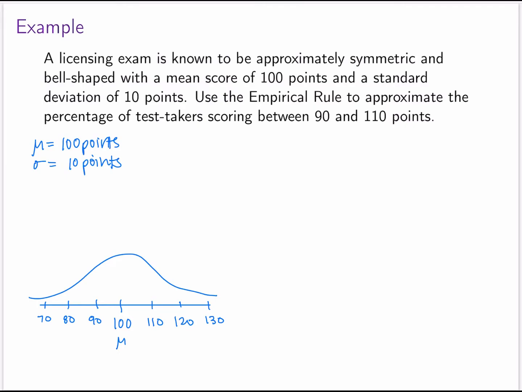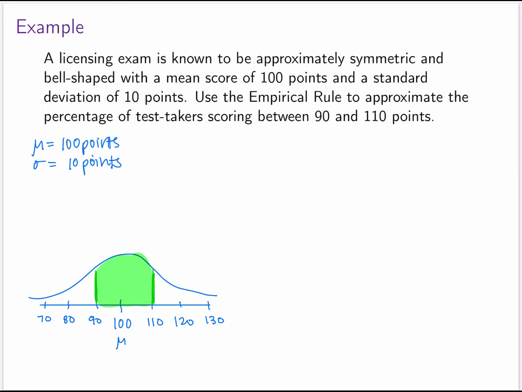Now, what is my question asking? It's saying what percent of the test takers scored between 90 and 110 points? So where are 90 and 110? I can see 90 is right here and 110 is right here. And so what I'm looking for is this area between them. What is that area approximately?